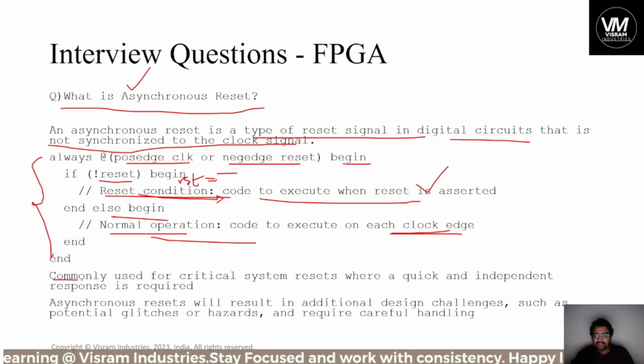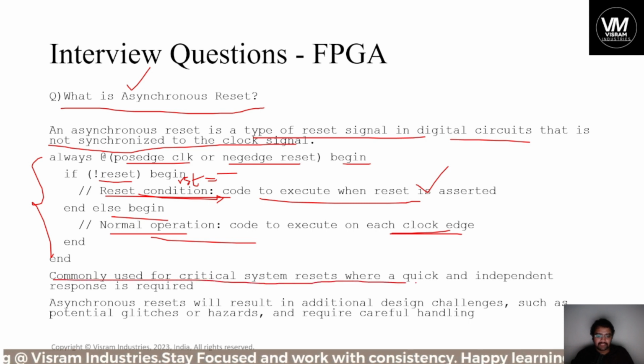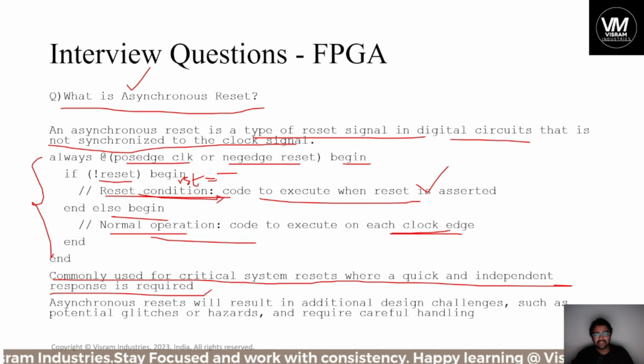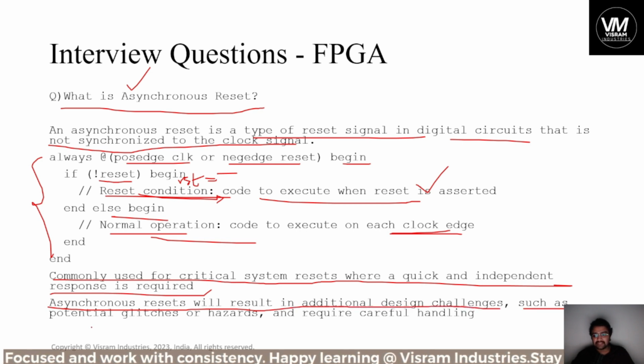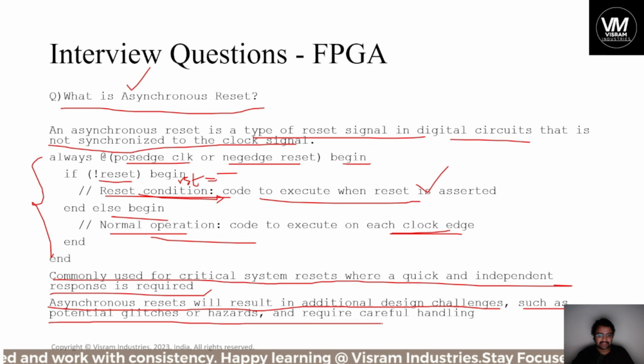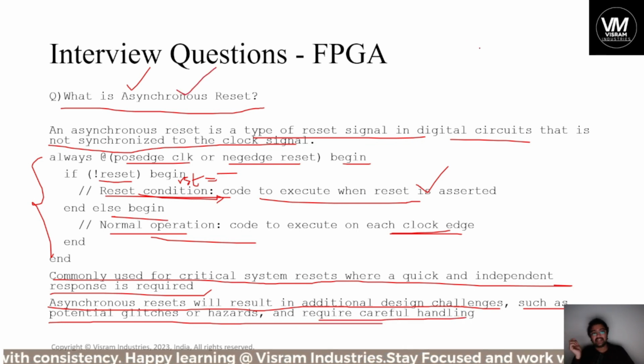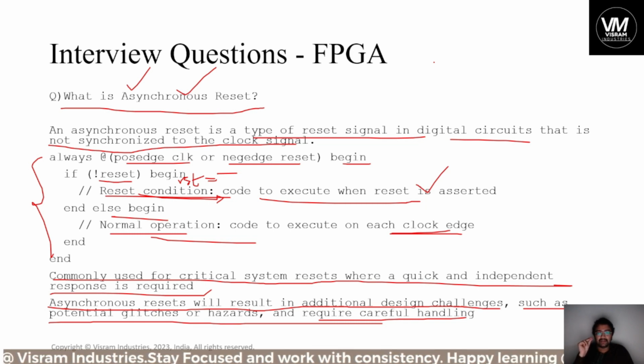It is commonly used for critical system resets, where a quick and independent response is required. Asynchronous resets result in additional design challenges such as potential glitches or hazards, which require careful handling. That is what asynchronous reset is like. For example, you are processing data, the chip is working fine, and data processing is also happening fine. If you click on asynchronous reset, everything will be erased in a moment of time. Everything will be quickly reset.